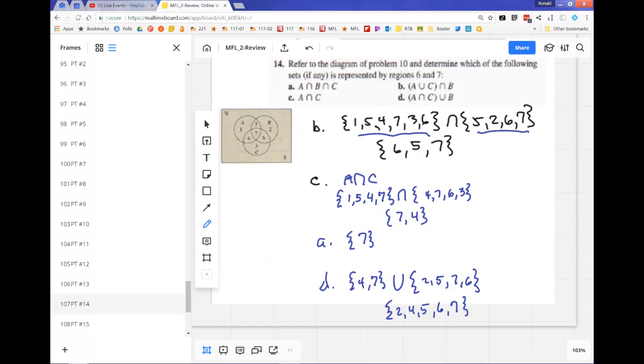Did anybody look at the answer? Refer to the diagram for problem 10. Determine which of the following sets is. Yeah, I understood it as a multiple choice question. Well, you understood it correctly. It is a multiple choice question.